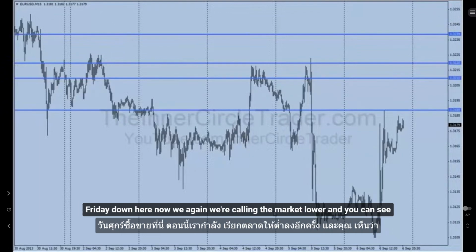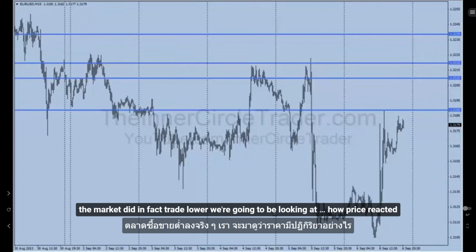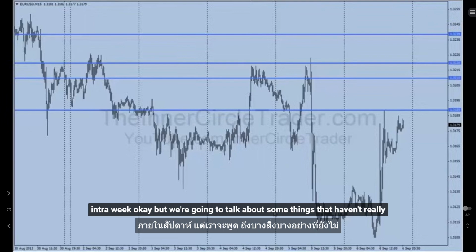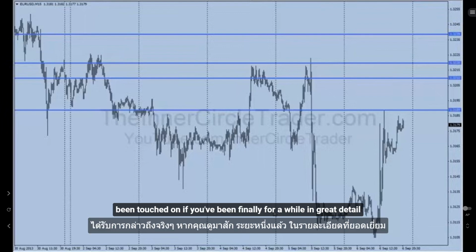Now we're calling the market lower, and you can see the market did in fact trade lower. We're going to be looking at how price reacted intra-week, but we're going to talk about some things that haven't really been touched on in great detail if you've been following me for a while.